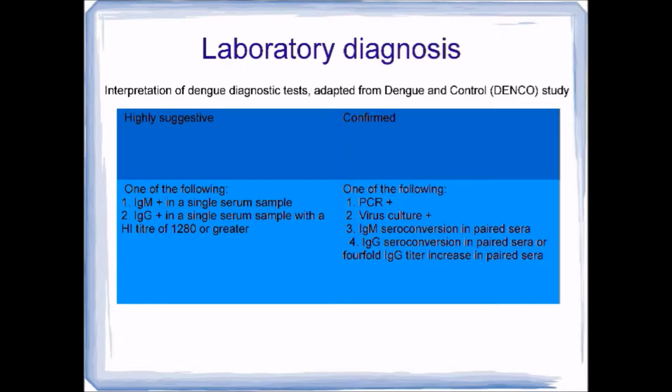This can be done by the dengue diagnostic tests, which include the serology tests, the virus culture and the polymerase chain reaction. The table shows interpretation of dengue diagnostic tests, adapted from the dengue and control study. Unfortunately, an ideal diagnostic test that permits early and rapid diagnosis, is affordable for different health systems, is easy to perform, and has a robust performance, is not yet available.